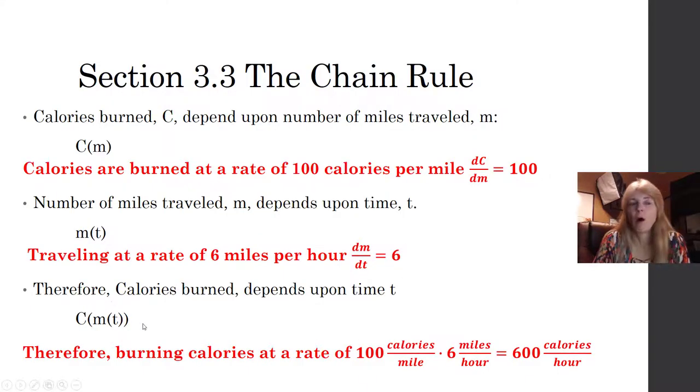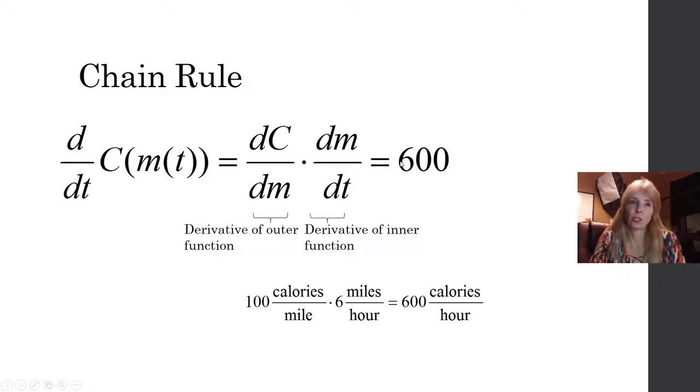Therefore, if I want to plug all of this into my composite function, how we could figure out the calories burned was by multiplying these two values. Because you can see that miles cancel and you end up with 600 calories per hour. That's important, because multiplying is what you're going to do with derivatives when we work with composite functions. So that's what the chain rule says. The chain rule says take the derivative of the inside and multiply it by the derivative of the outside. Always remember that. Take the derivative of the inside times the derivative of the outside.